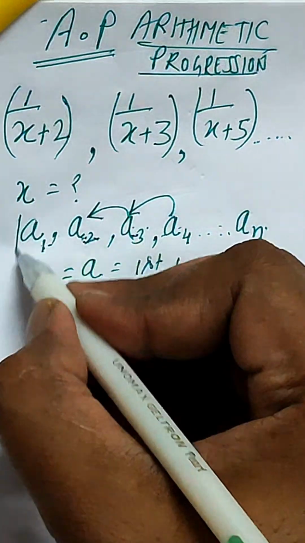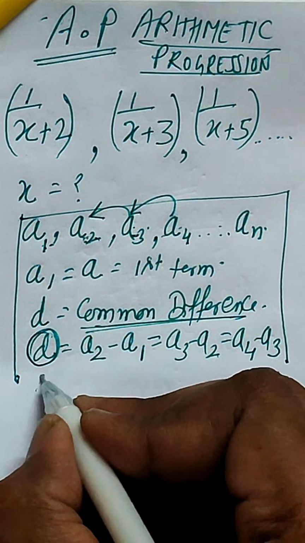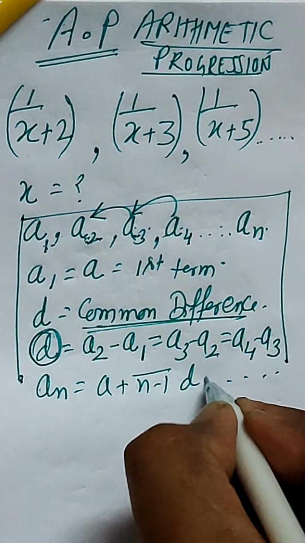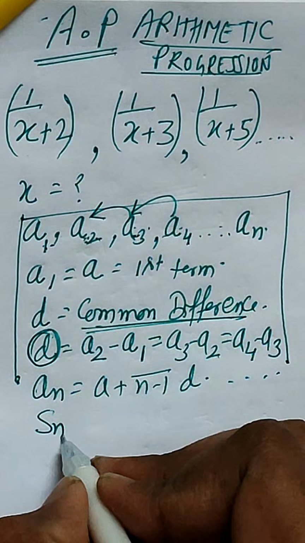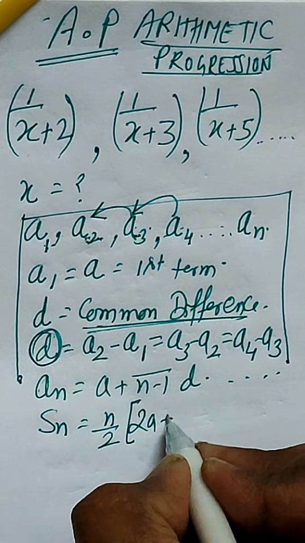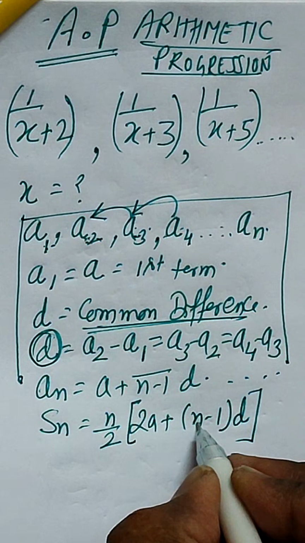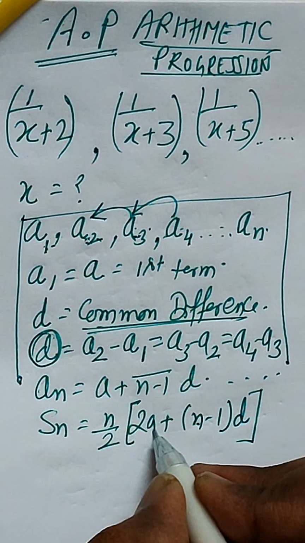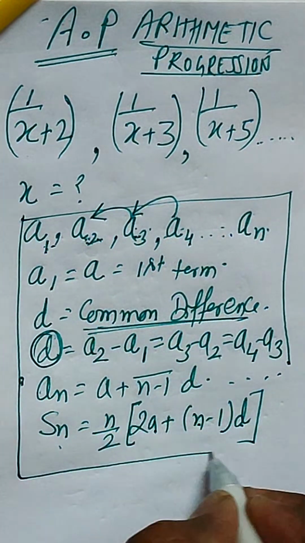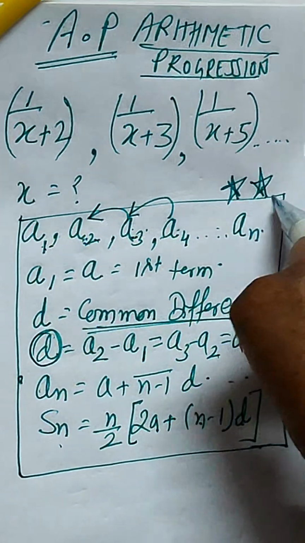So we have recalled the basic formulas of arithmetic progression. The nth term of an AP is a plus n minus 1 into d. Just remember it. And Sn, the sum of n terms of an AP, is n by 2 into 2a plus n minus 1 into d, where n is the number of terms of that AP, a is the first term, d is the common difference, and Sn is the sum. So you need to remember this basic formula.